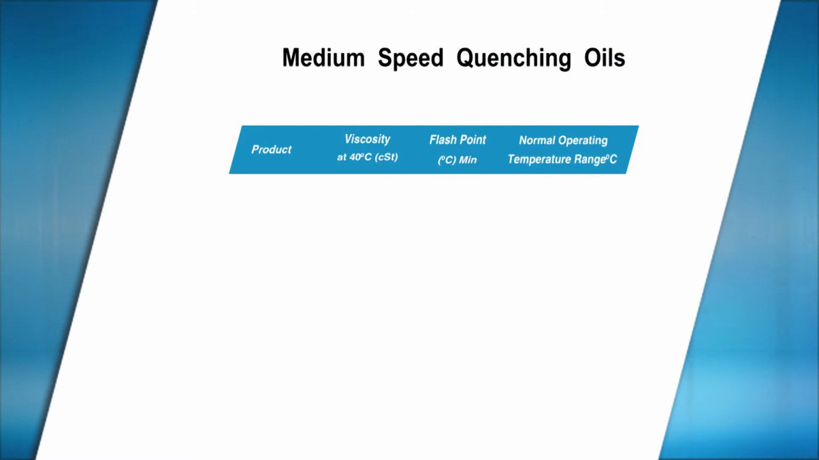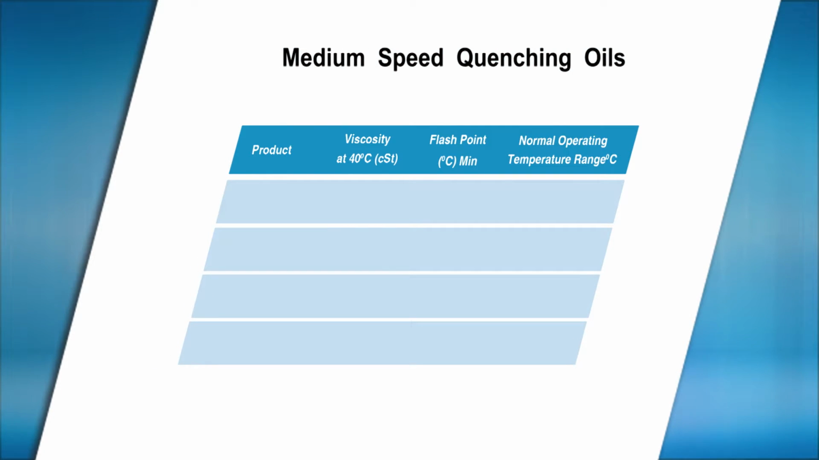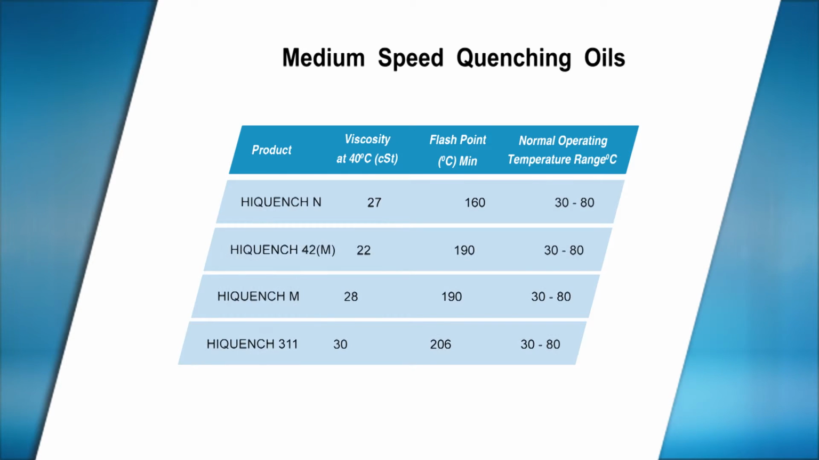We now move on to the popular products from HARDCASTLE Petrofer's range of quenching oils. The products listed in the table are cold quenching oils, where the oil temperature is normally maintained in the range of 30 to 80 degrees Celsius. These products are mainly identified as HiQuench N, HiQuench 42M, HiQuench M, HiQuench 311 based on their kinematic viscosity and flash point measured by Cleveland Open Cup method.